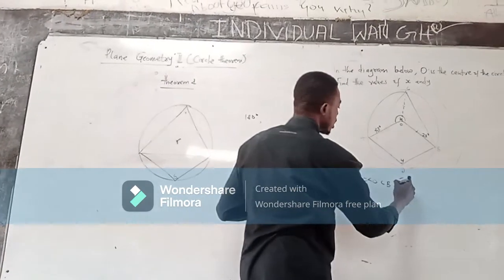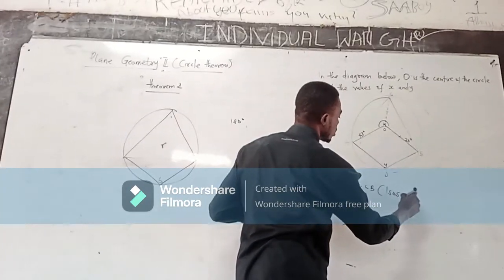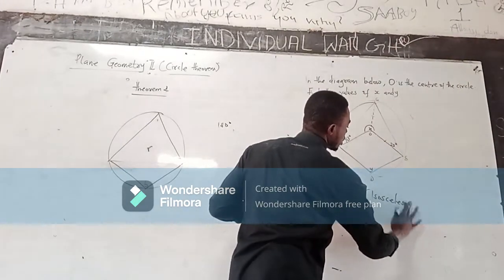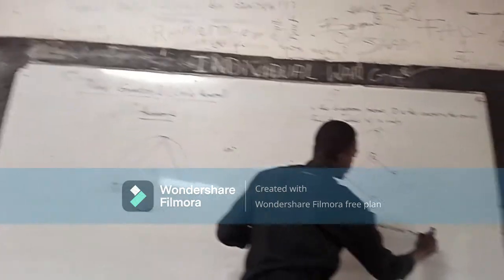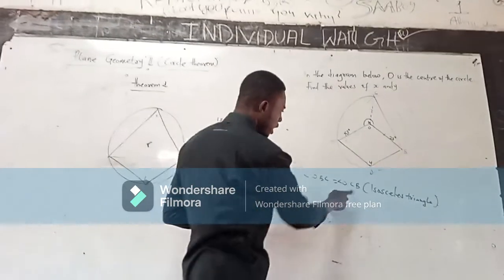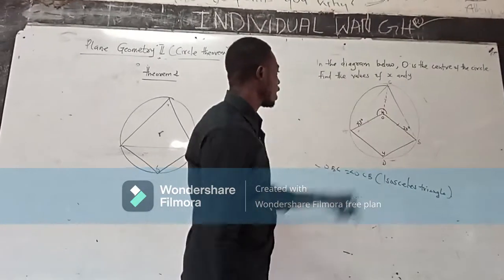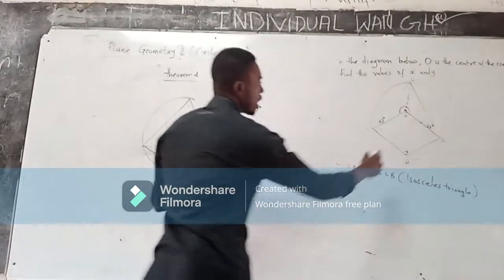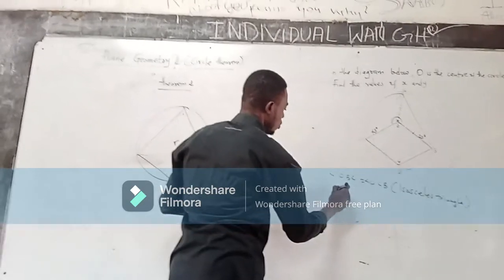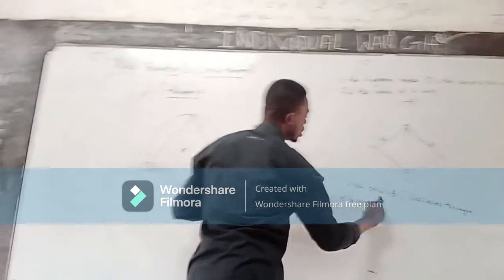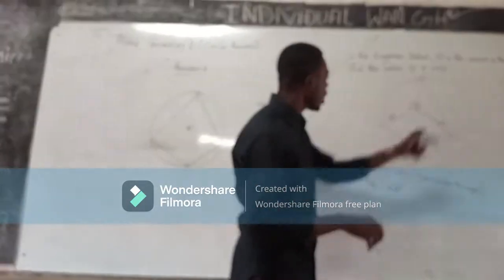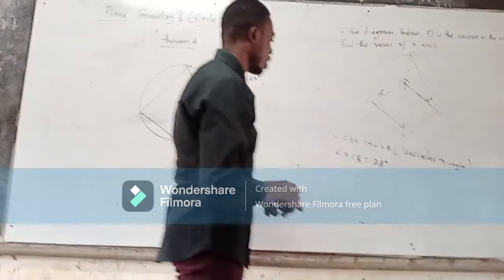Why? Because they are just right isosceles. And it is isosceles what? It is an isosceles triangle. This one is an isosceles triangle. They are equal because the triangle there is what? Isosceles. So that means angle OCB will be equal to what? 23. So you have here to be 23, you have here to be 23.